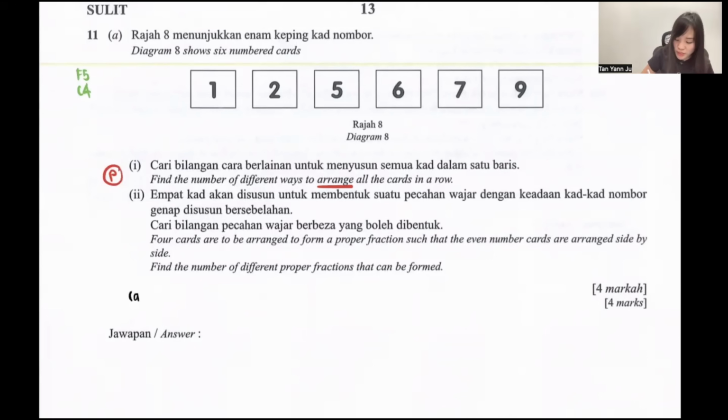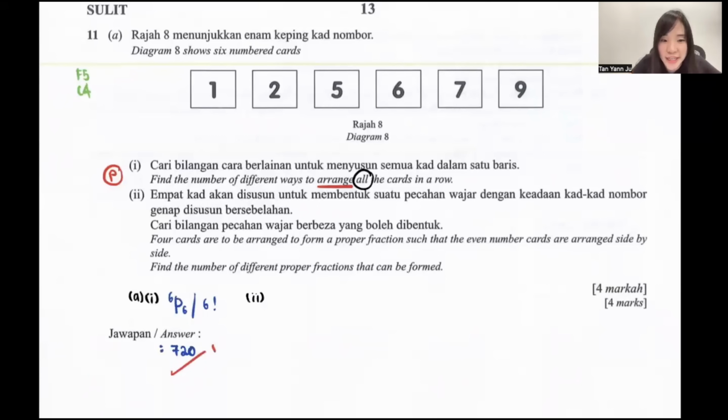So the A one is super easy one. They just say find a number of different ways to arrange all the cards. So on top got how many cards? 6. How many you want to arrange out? 6. Isn't it just 6P6? So a lot of students will write 6 factorial. Can also, answer same one. So these two mean the same, okay? The answer is 720. Okay, the second part. This one you get just 1 mark, yeah, with the answer.